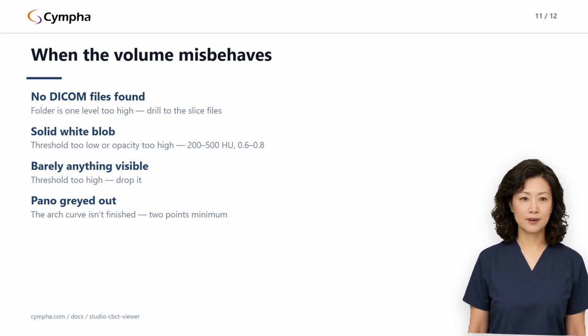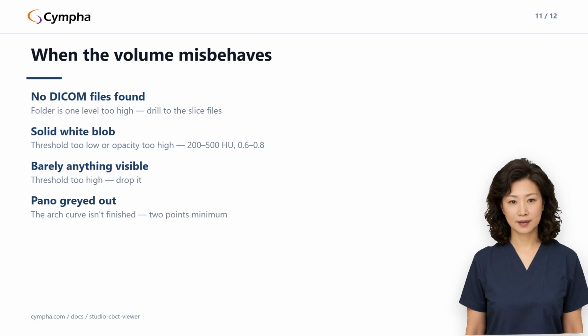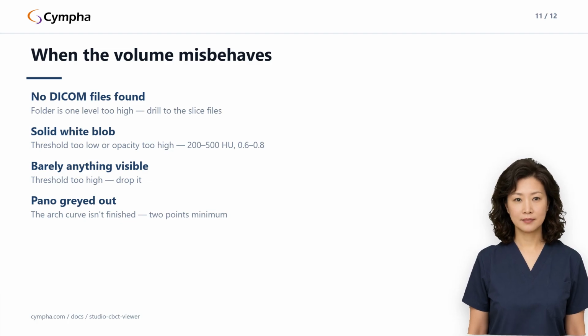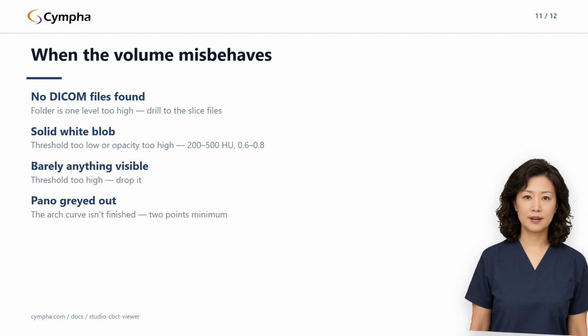3 more, and these are all about the slice panes. First, the slices are showing a registered arch mesh, and you'd rather they didn't. Right-click that mesh in the main 3-dimensional view, and choose Hide in 2D. It's a toggle. Show in 2D turns it back on, so you can flip the overlay off while you read the bone, then flip it back on to verify the registration.